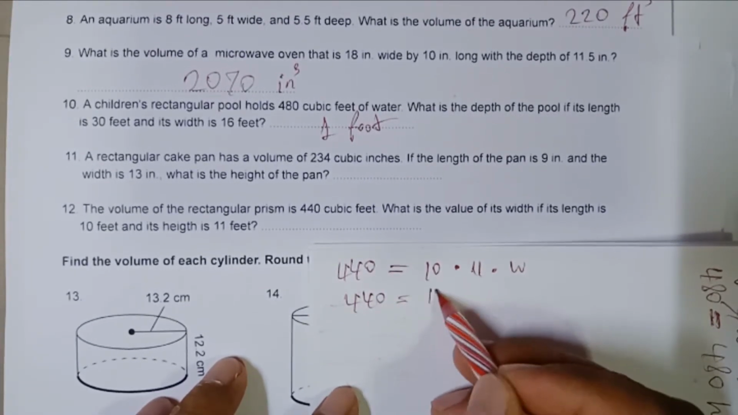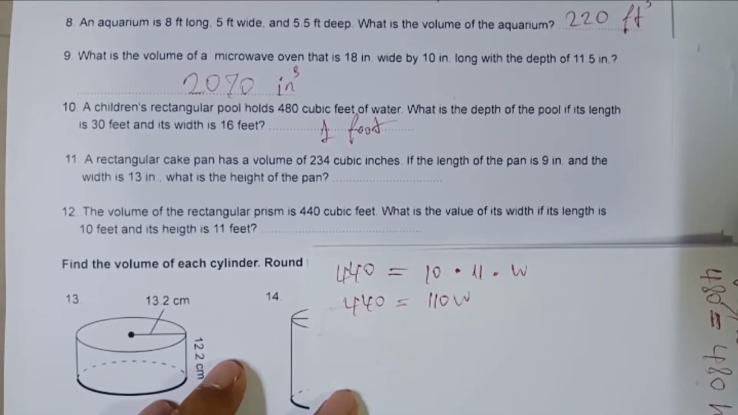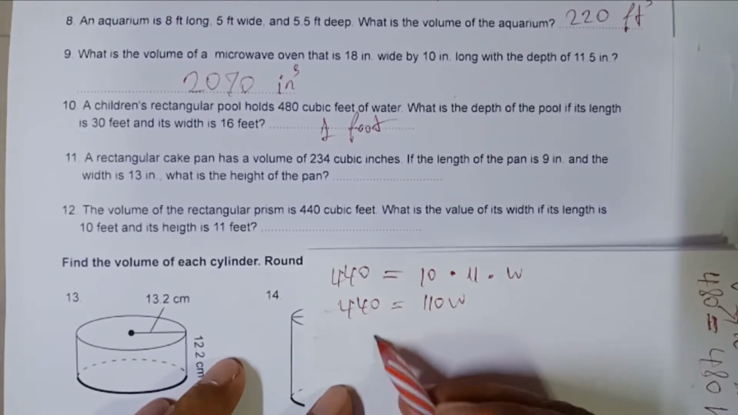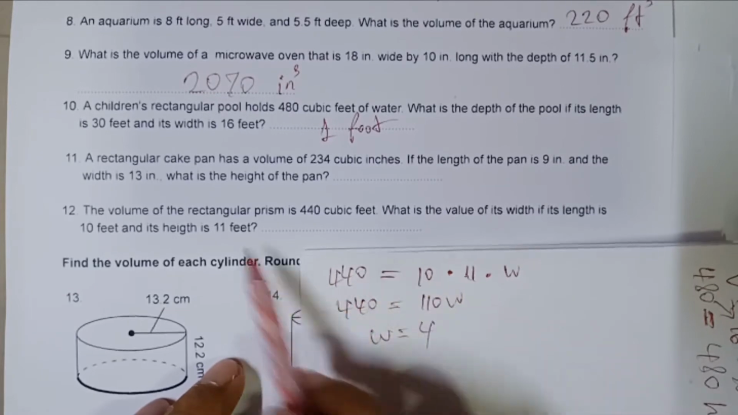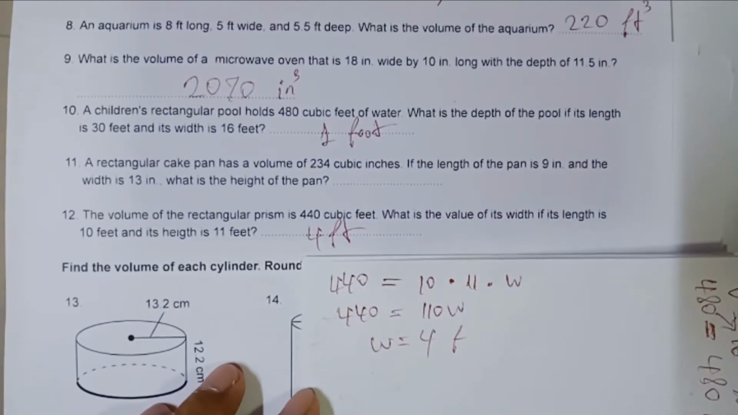You have 110 W, and then you have 440. You divide by 110. That will give you 4. W equals 4. In this case, it's feet, so 4 feet.